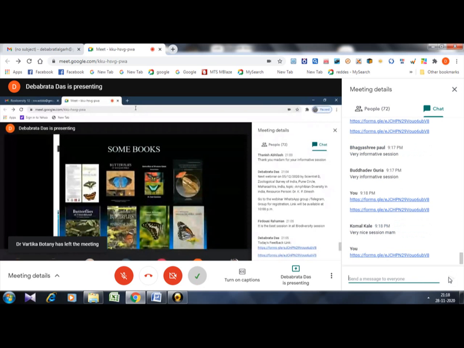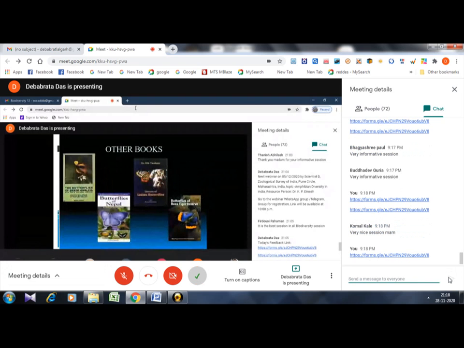And there are some other books, and the last book, Butterflies of Buxa Tiger Reserve. If you are from Bengal, you can also use that manual. It is very good. Then these are the internet sources.